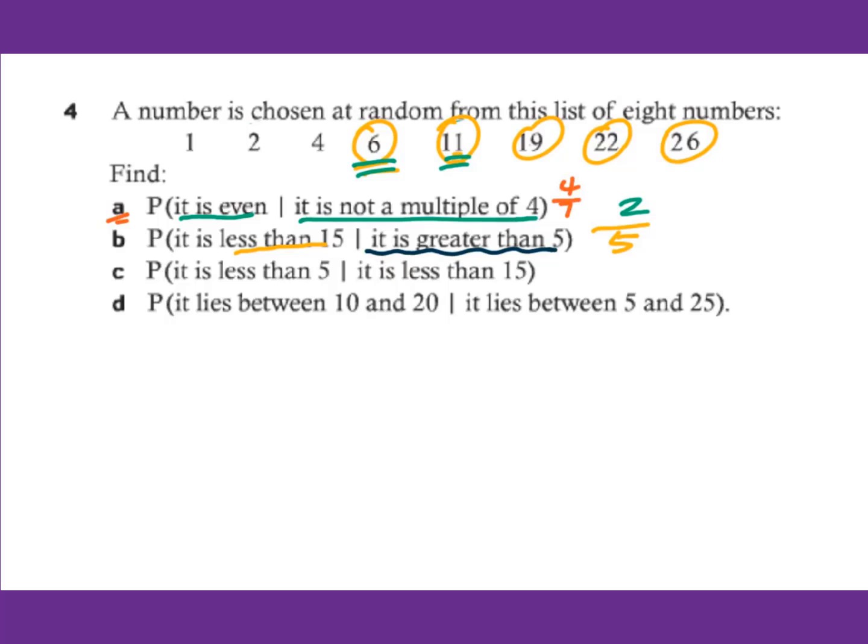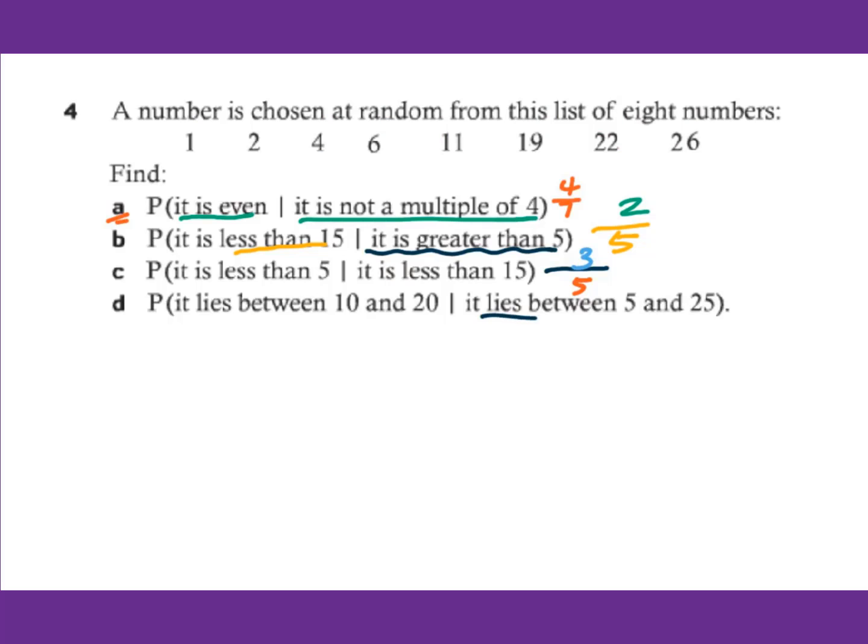Let's go to C. Probability it is less than 5, given it's less than 15. Less than 15, we do 1, 2, 3, 4, 5. Then less than 5, we do 1, 2, 3. So 3 over 5. Now let's go to D.